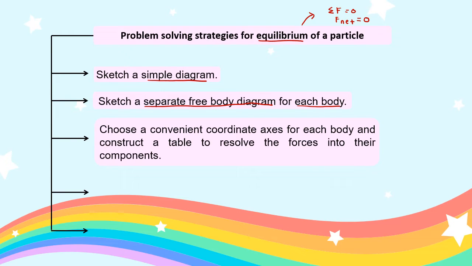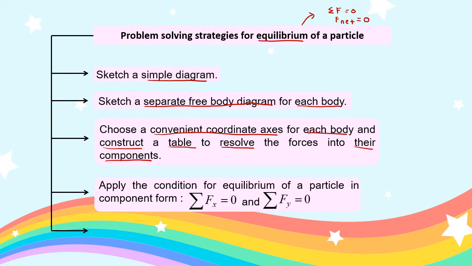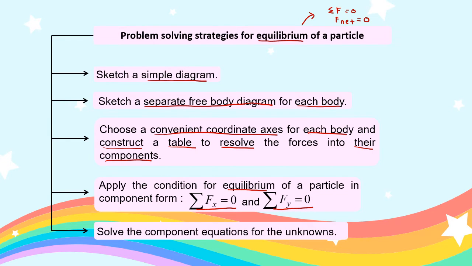Then, choose a convenient coordinate axis for each body and construct a table to resolve the forces into their components. The fourth step is to apply the condition for equilibrium of the particle in the components, which is total Fx equal to 0 and total Fy equal to 0. Finally, solve the component equations for the unknowns.